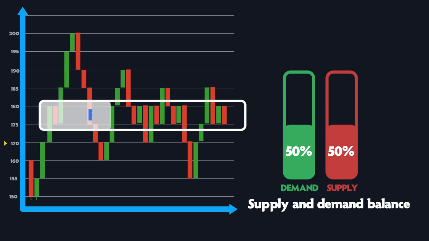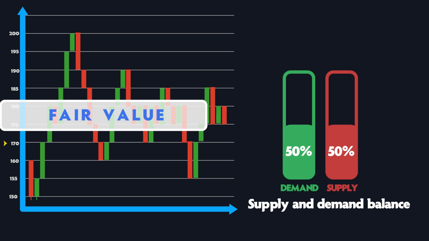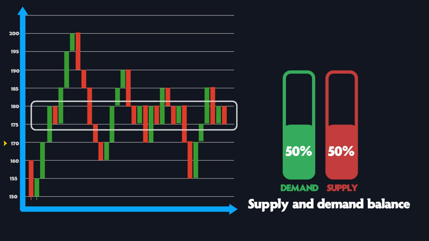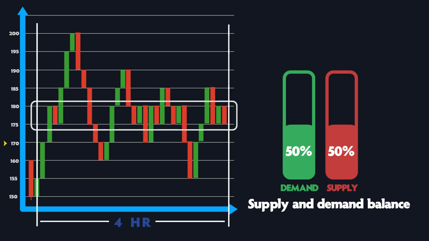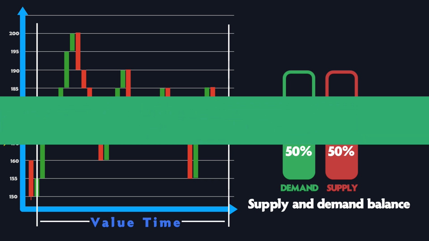This price is called fair price or fair value, technically where no price movement or minimal price movement happens for a while. It's the agreed price for that particular time period, hence the fair value of that time period. This fair value is valid for a specific time period. We call it value time. This entire value formation process is termed the valuation process or the balancing.